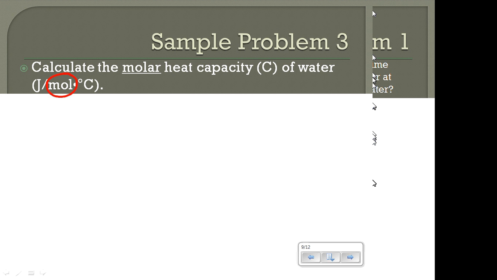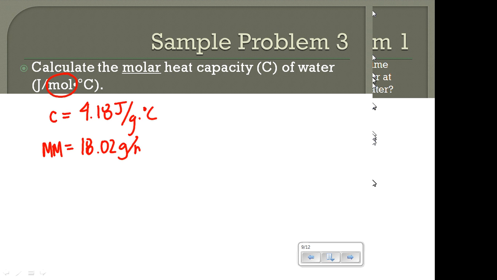But what we can do is we can alternate between the two, the specific heat capacity and the molar heat capacity. So if I have what I know about water, little c is 4.18 joules per gram degree Celsius. Okay. In order to convert from grams to moles, you need the molar mass of water, which is 18.02 grams per mole. So to calculate capital C, it ends up being little c times the molar mass.